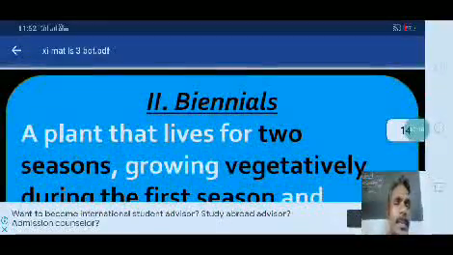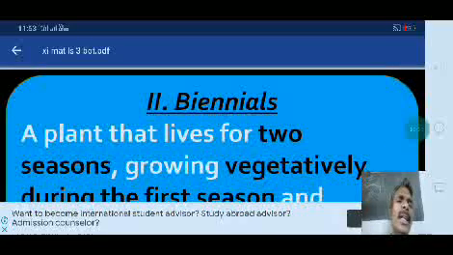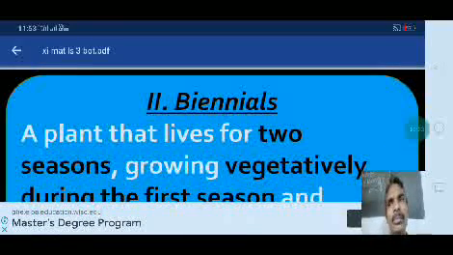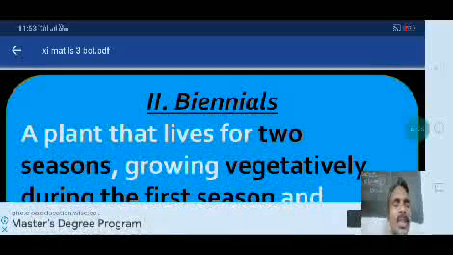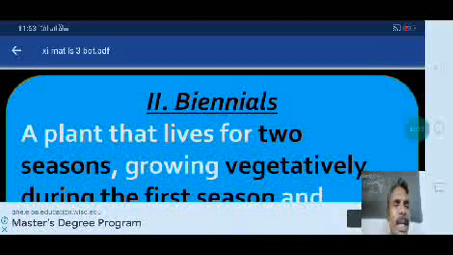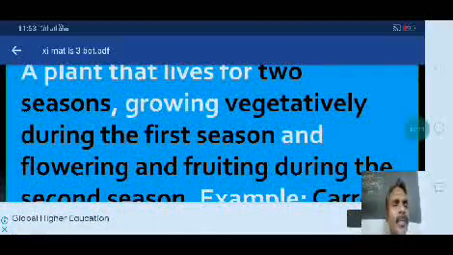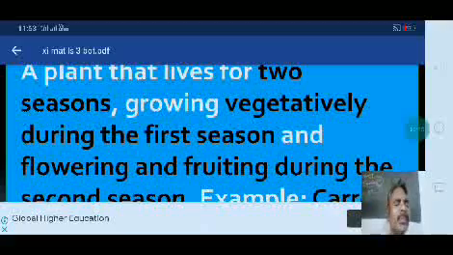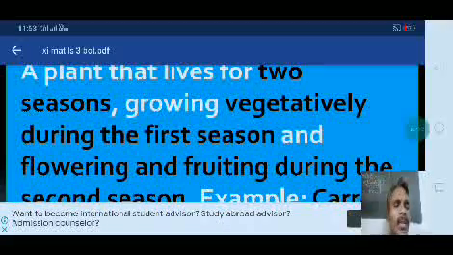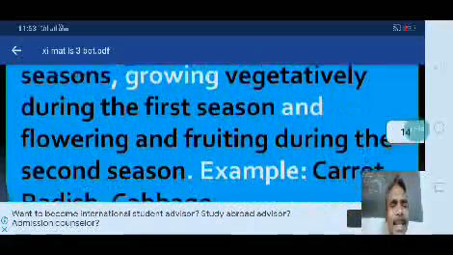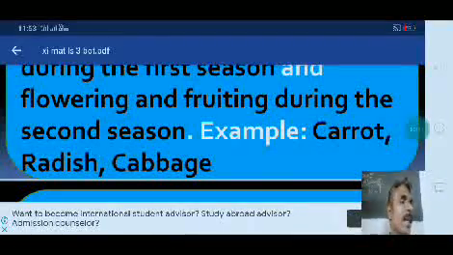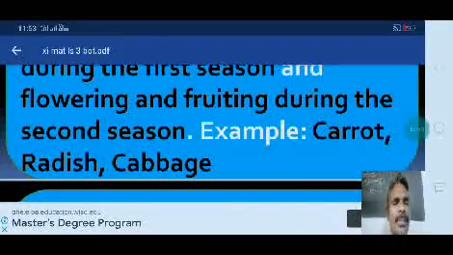The next one is biennial plants. The plants which live for 2 seasons, growing vegetatively during the first year, and flowering and fruiting during the second season. Example, carrot, radish and cabbage.